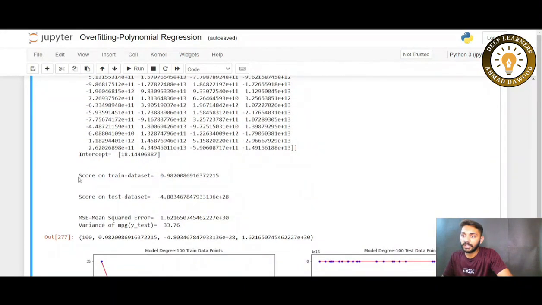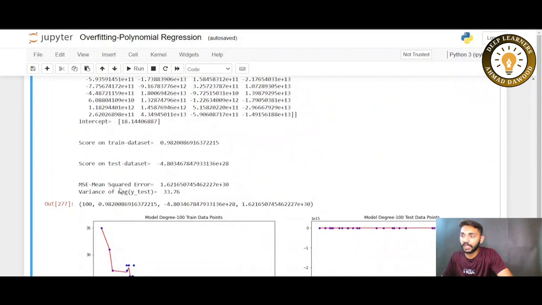Now you will see the score on the training data set is increased to 0.98, but the score on the test data points is very bad here: -4.8 times e raised to the power 28, which means it is very large in magnitude but negative in value. It becomes very weird, and you can also estimate this by the mean square error.